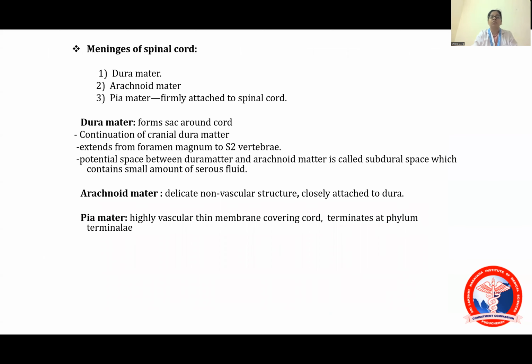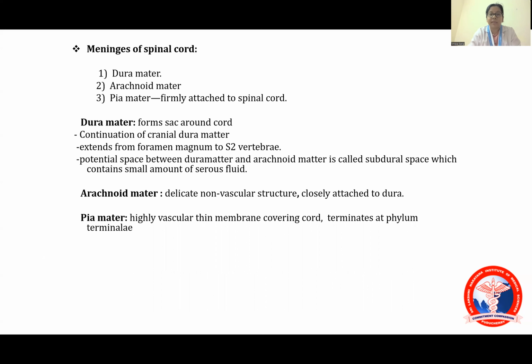Next, we'll discuss about meninges of spinal cord. As these three meninges cover brain, they cover spinal cord also. Dura mater, arachnoid mater, pia mater. Pia mater is a layer that is firmly attached to brain and spinal cord tissue. So the outermost layer is dura mater. It forms a sac around the spinal cord, and it is a continuation of cranial dura mater only. It extends from foramen magnum to S2 vertebra.